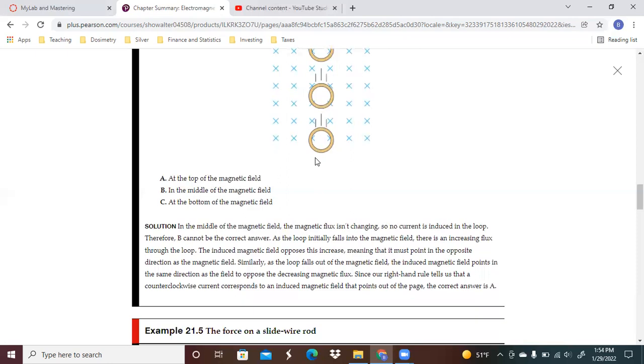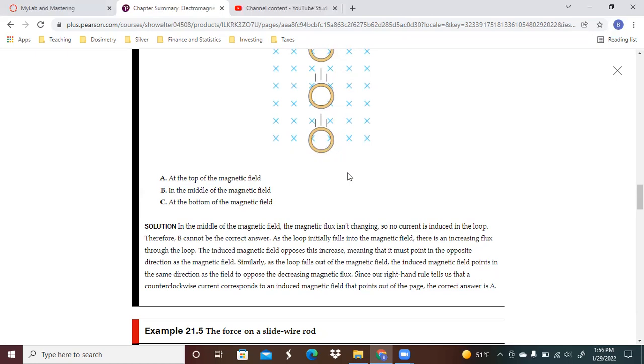As it leaves the field, down here at the bottom, which is your third choice, we're no longer cutting as many lines. Because we're no longer cutting as many lines, that flux is changing; it's reducing. Because it's reducing, nature doesn't like that, so it wants to produce a field in order to compensate for that. So in order to compensate, it has to restore some of that magnetic field that it was experiencing.